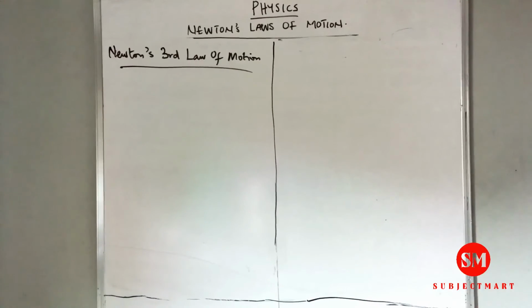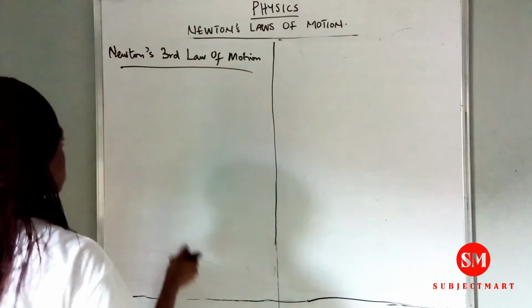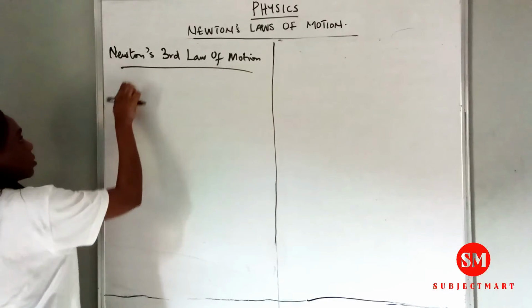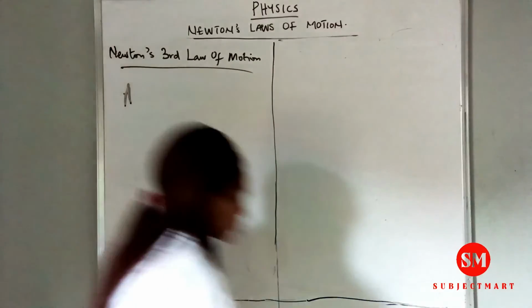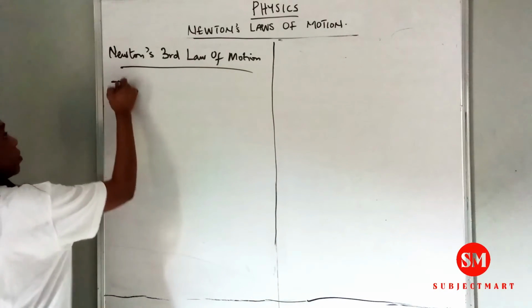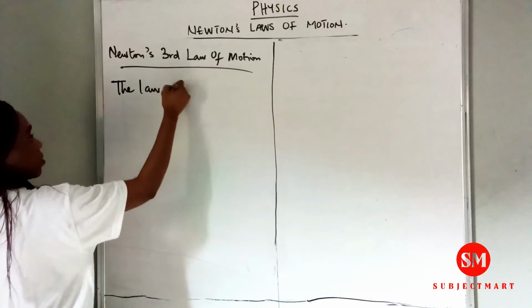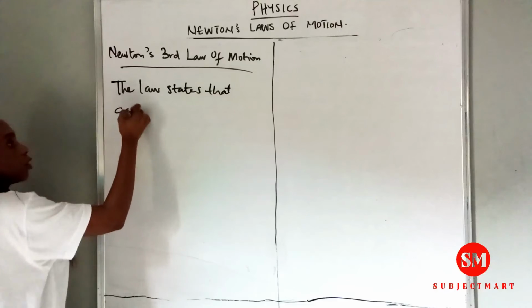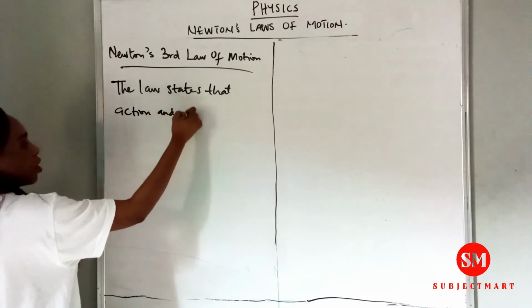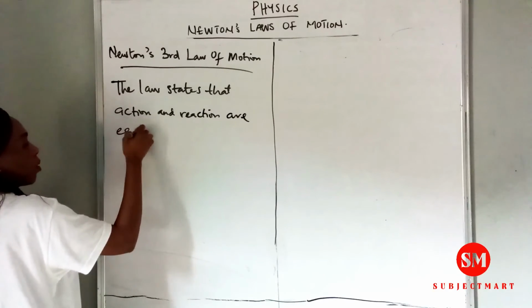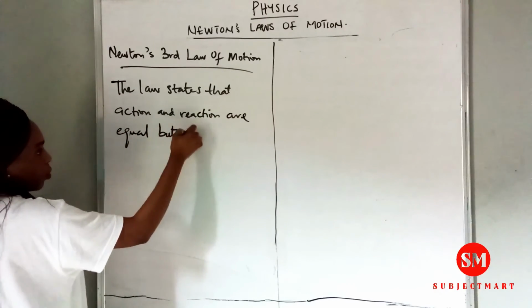Okay, now we move to Newton's third law of motion. Newton's third law of motion states that action and reaction are equal but opposite.